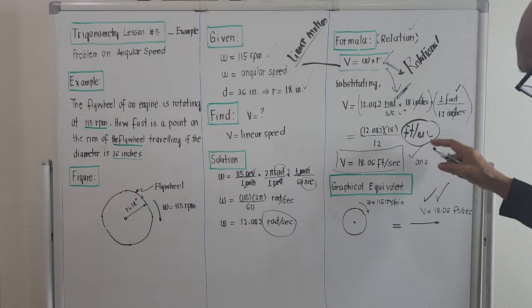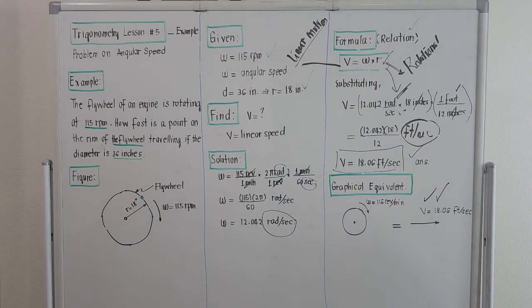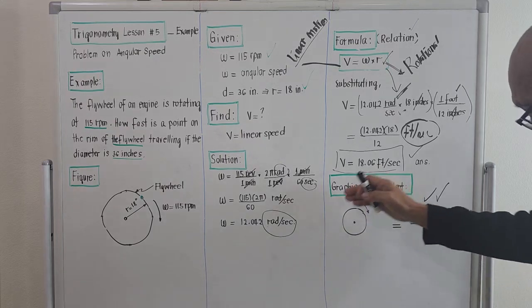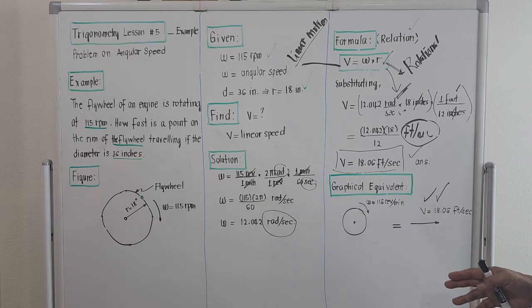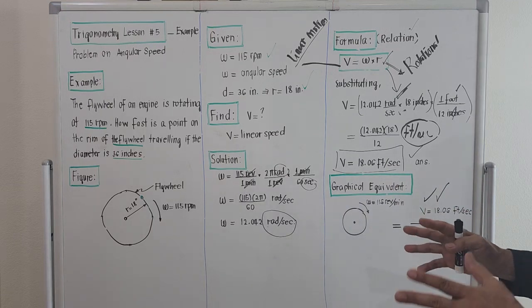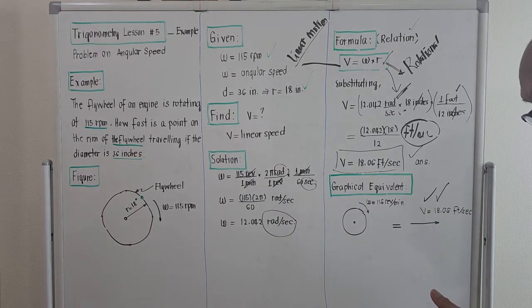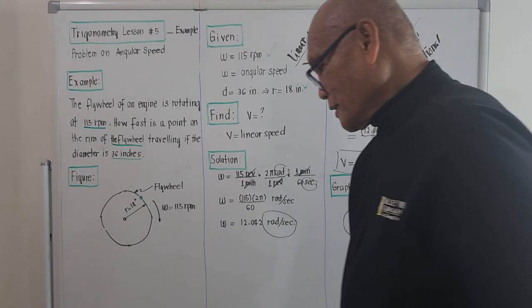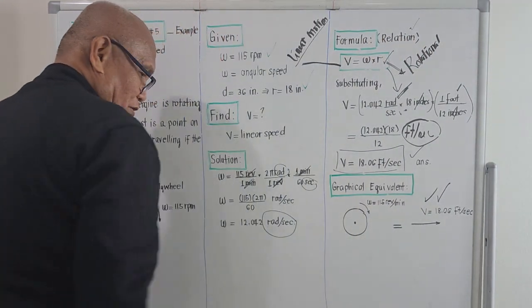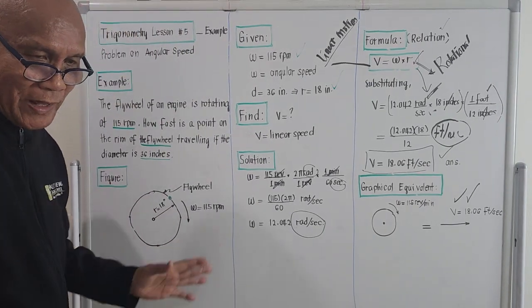18.06 feet per second. And the graphical equivalent of this is the flywheel rotating at 115 revolutions per minute. If we try to get the speed of this one if it runs in a straight line, the speed will be 18.06 feet per second. That's it, guys. This is a good example of a problem on angular speed.